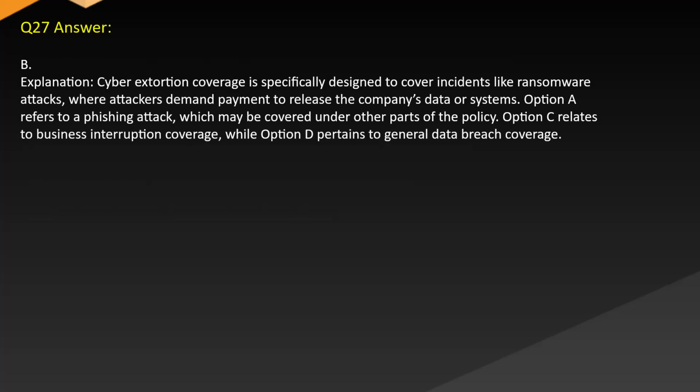Answer B. Explanation. Cyber extortion coverage is specifically designed to cover incidents like ransomware attacks where attackers demand payment to release the company's data or systems. Option A refers to a phishing attack, which may be covered under other parts of the policy. Option C relates to business interruption coverage, while option D pertains to general data breach coverage.